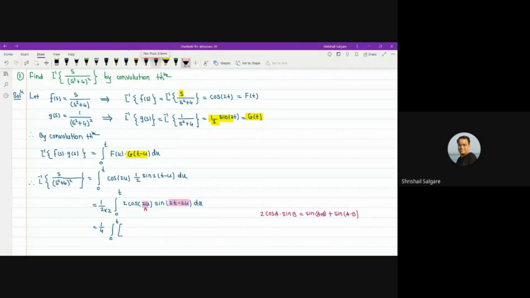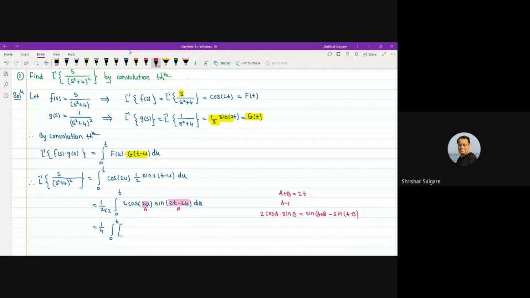In the middle minus, it means in the standard result you are telling that minus. Okay, just I will check. It's a minus sign. So what is A plus B in this case? Addition of the angle: 2u plus 2t minus 2u.